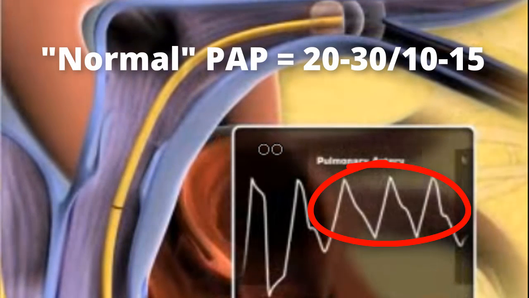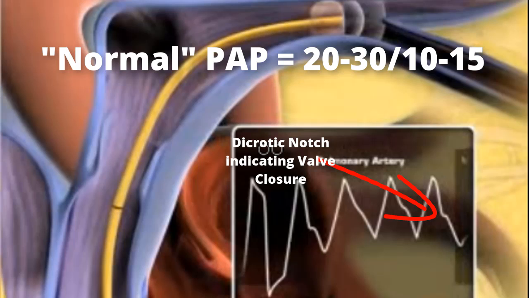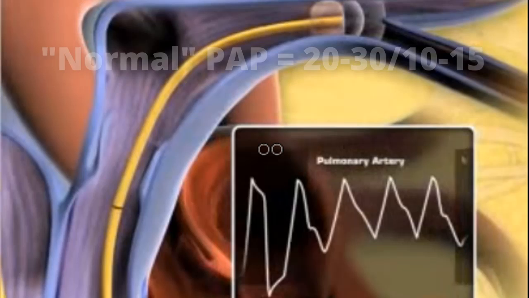Typically, the systolic pressure is about 20 to 30, and the diastolic pressure is about 10 to 15 millimeters of mercury. Again, this is just based on the textbook that you read. The numbers are going to vary.